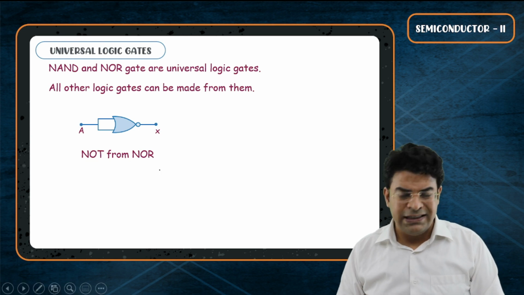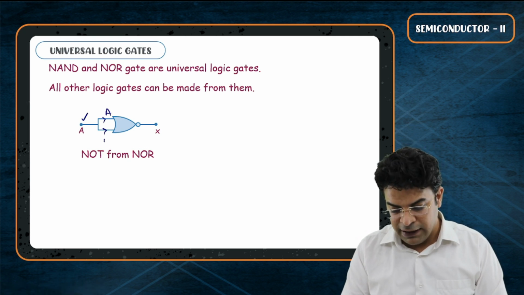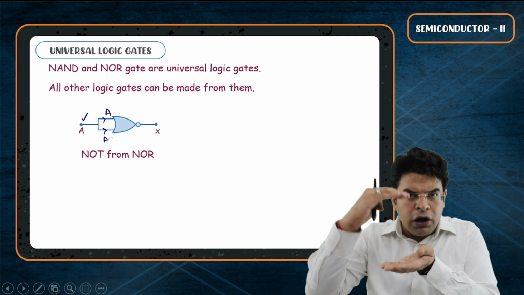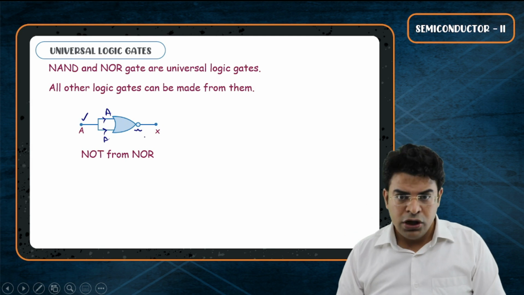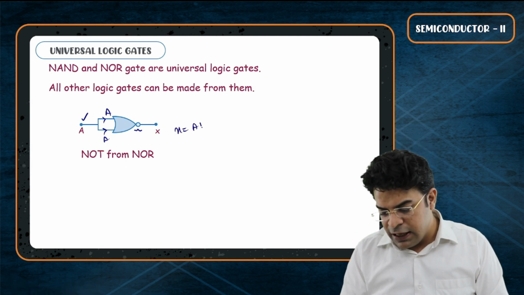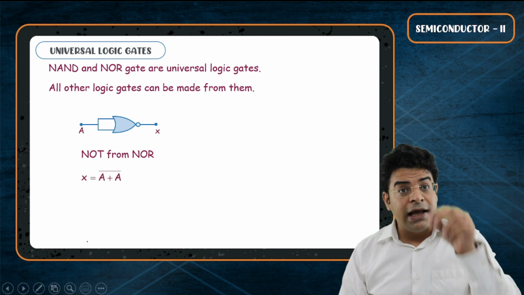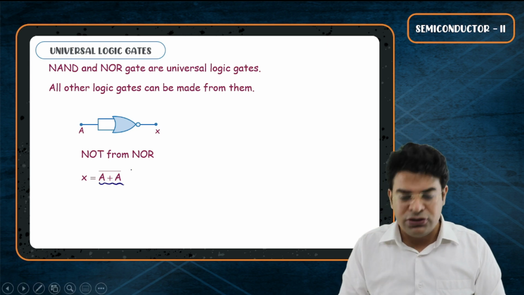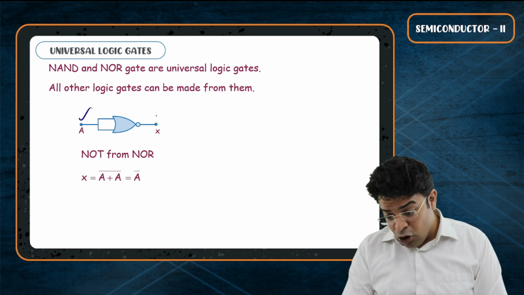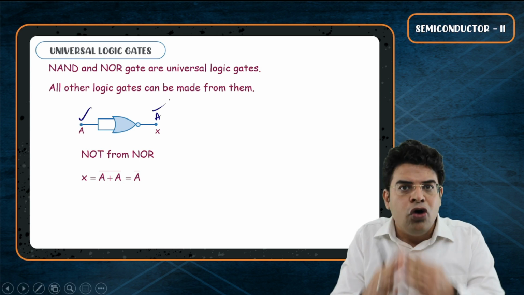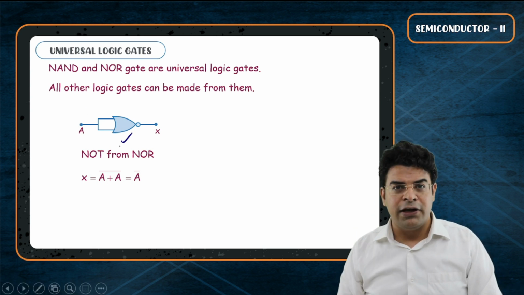So prove it. It's easy. If here the input is A, here you will get A, here you will get A. What does OR do? OR adds it up. And what does the NOT do? It takes its inverse. So can I say that X has to be nothing but A plus A, inverted? And if I know that A plus A is nothing but A, so can I say that X is nothing but A bar? So the input is A and the output X is A bar. It means that the output is the inverse of input. Hence, this NOR gate has been converted into a NOT gate.